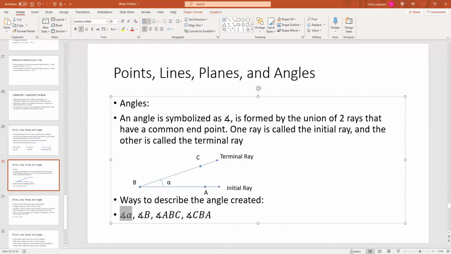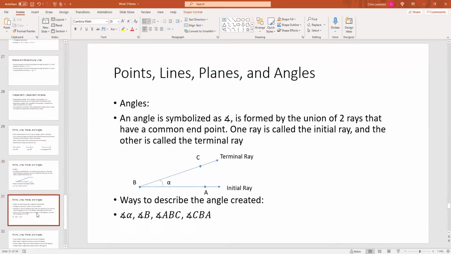So there's a bunch of different ways we describe this same angle right here. First one, we might just call it angle alpha. I labeled it alpha. That's what we're going to call it. Second one, we might call it angle B, capital B, because it's the angle formed at the point B. We might call it angle ABC, which gives me direction, says I'm going from A to B to C. Or we might call it the angle CBA, angle formed from C to B to A. All of those notations correspond to that same angle.